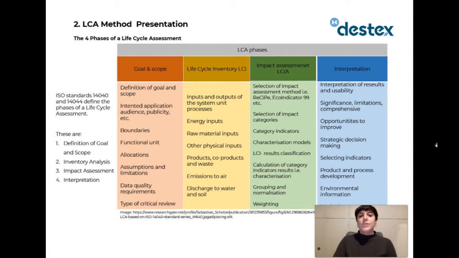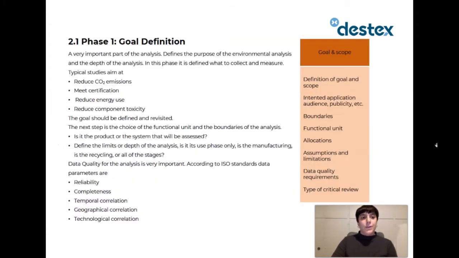The third stage is the impact assessment of the life cycle, which comes from the selection of the impact assessment method. The selection of impact categories are the indicators, the characterization models, the results classification, grouping and normalization, or weighting. The final stage is the interpretation of the results and usability of the impact assessment and the life cycle inventory.